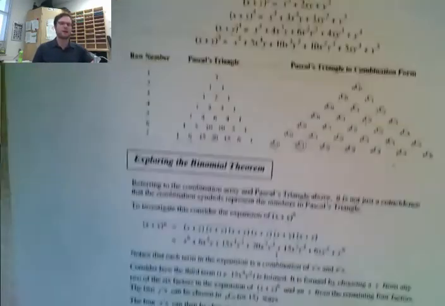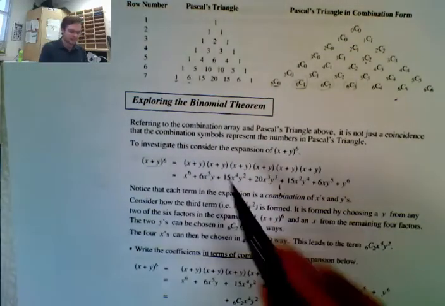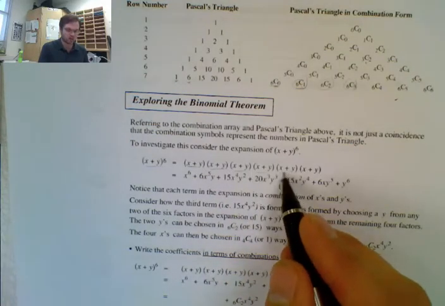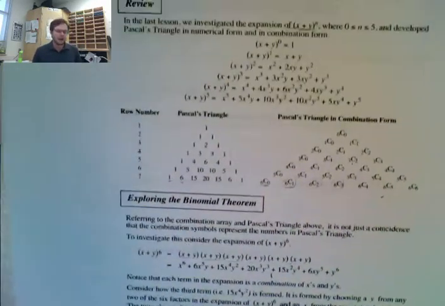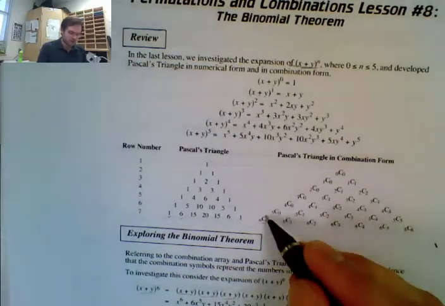So if we just look at (x + y) to the power of 6, that is the same thing as (x + y), (x + y), (x + y), (x + y), (x + y) times (x + y). Now, let's say I wanted only the first term of it.